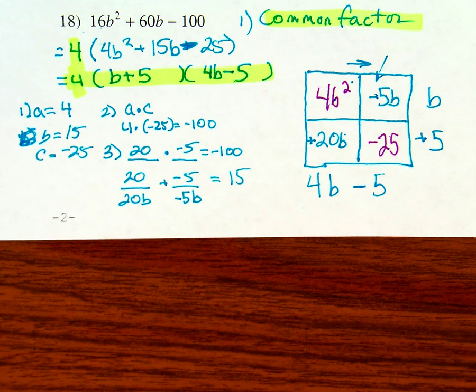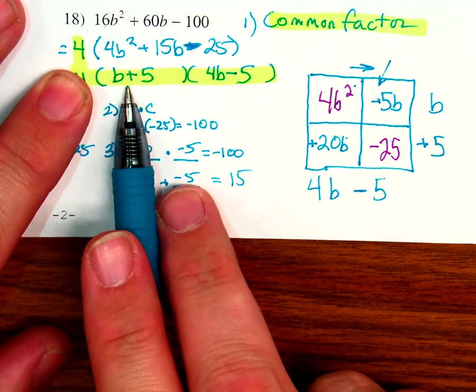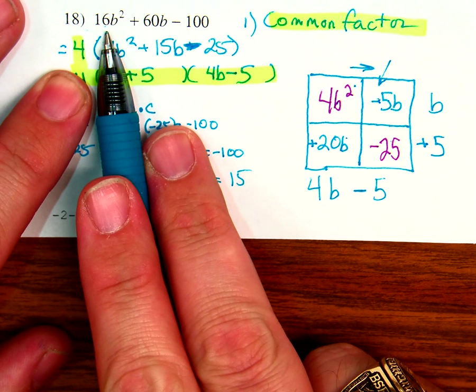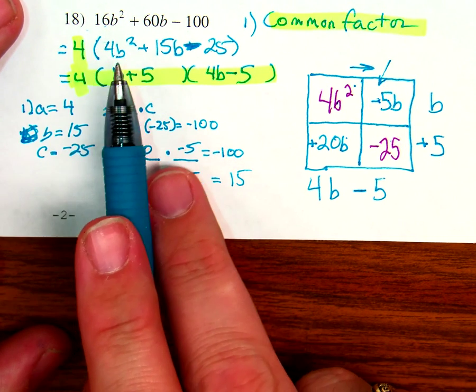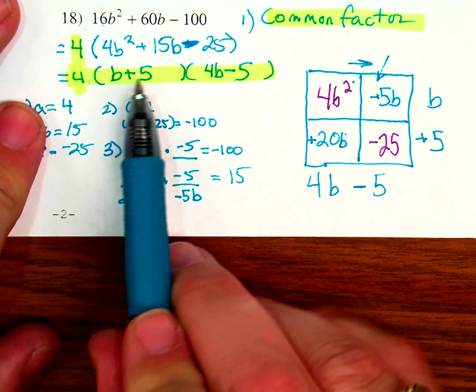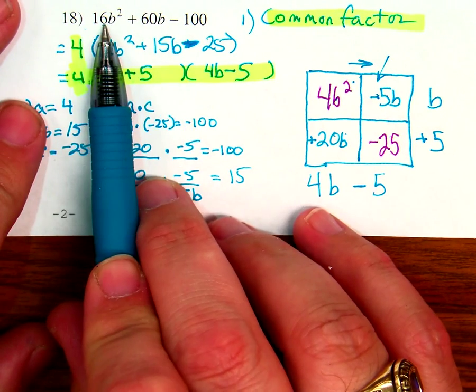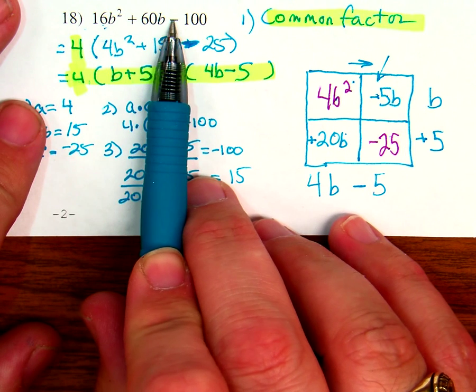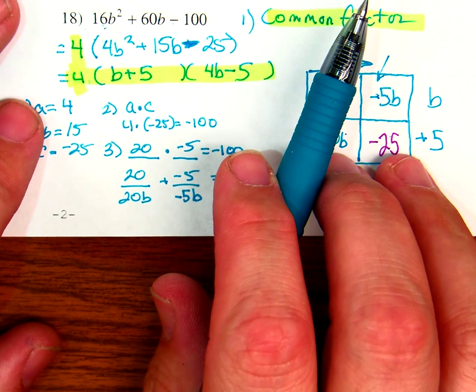So does that one make sense? You have to have the 4 out front because if you just multiplied b, you'd get 4b squared, but the original problem has 16b squared, so you need that 4 or else it's not the original problem. Just remember, these 3 things multiplied together have to equal 16b squared plus 60b minus 100. If it doesn't, you're out of luck and you didn't get the right answer. So that's why it's important to have that 4 there.